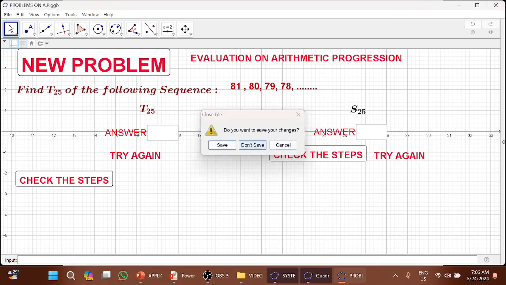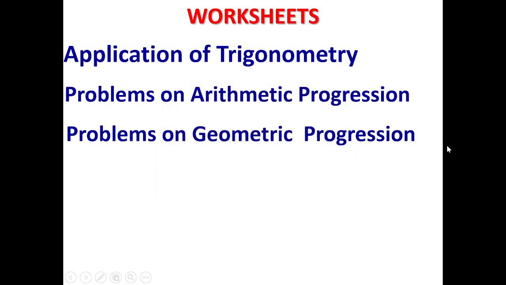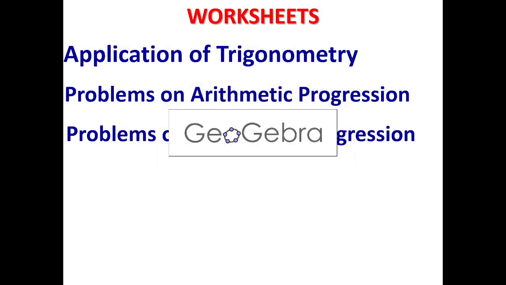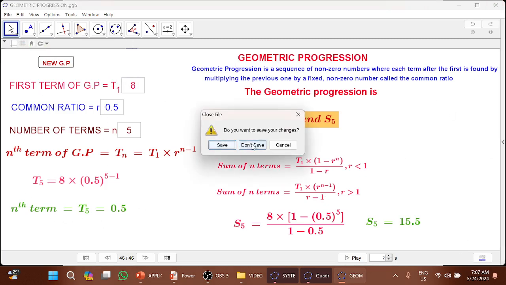Well, now let me go to problems on geometric progression the same way. Now I have made a GeoGebra worksheet where geometric progression problems will be created. The child can use it and child can learn better. Now the first term is 7 and the common ratio is 0.5, number of terms is 5. Now I can go for the first term 8, automatically it changes, and new GP, and you can directly enter it, and every step is being shown in this GeoGebra worksheet.